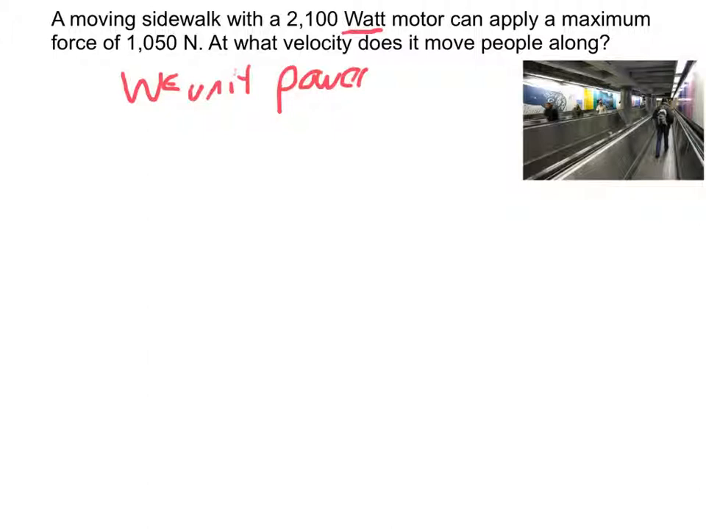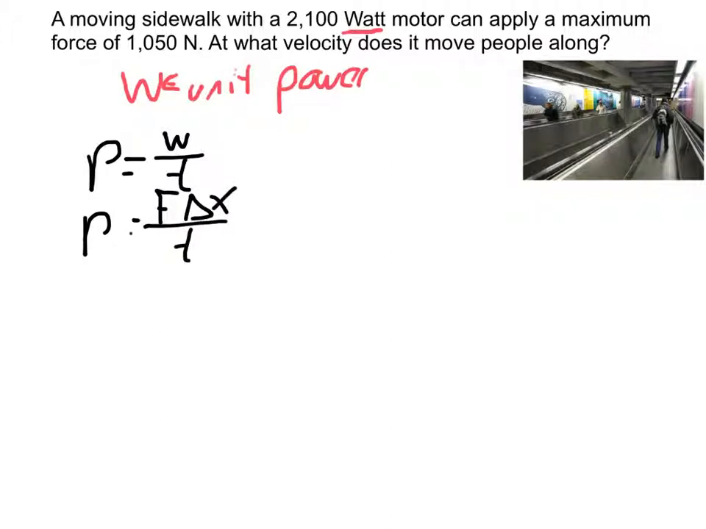Now, if we remember, power, and I'm just going to work through the derivation again. Power equals work divided by time. Well, work is force times displacement over time, and then I'm grouping these two guys together, right? Which will give me power equals force times velocity, right? Or how fast we're moving there. So my power that I'm going to need is going to be my force times velocity.